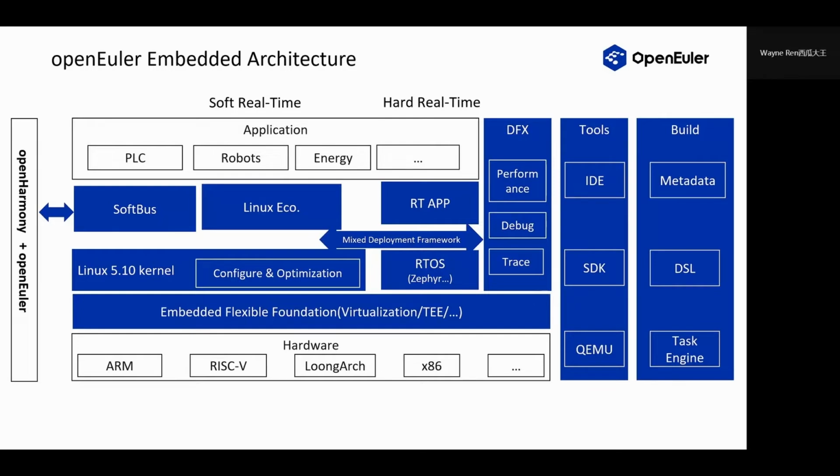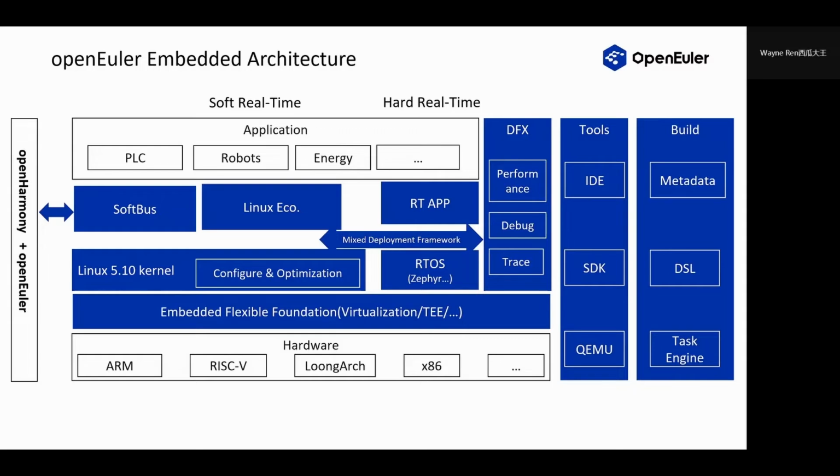We will develop a technology named Mixed Deployment Framework to integrate openEuler embedded and RTOS. And softBus is a network technology collection to connect different devices in a local network. It comes from the OpenHarmony community, a brother community of openEuler. We port it to openEuler to connect the openEuler and OpenHarmony ecosystems.